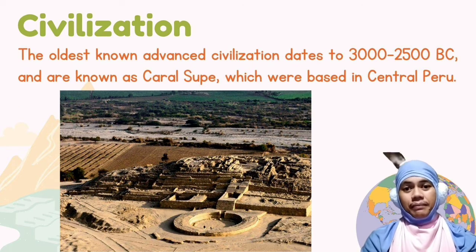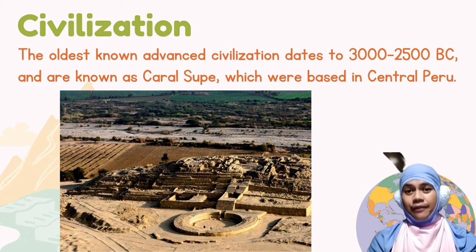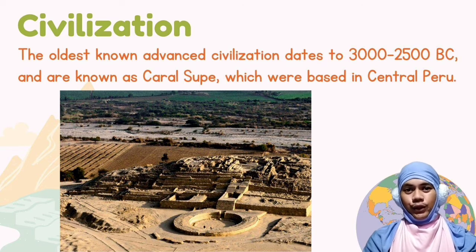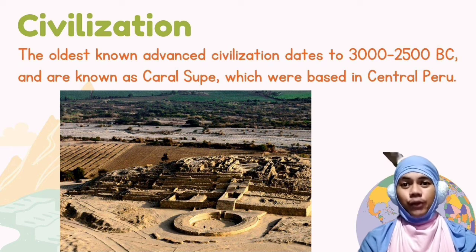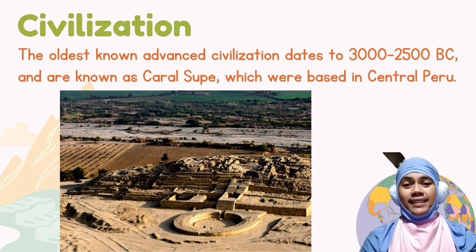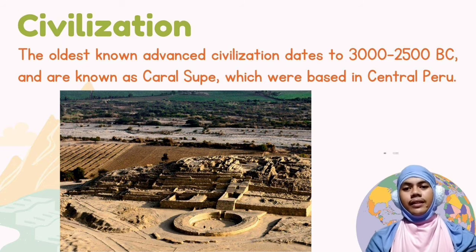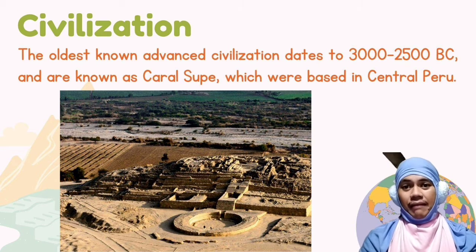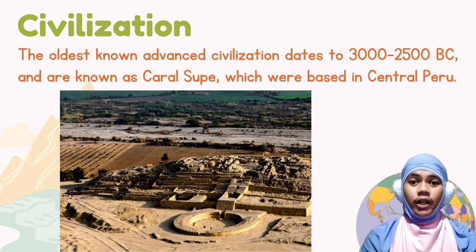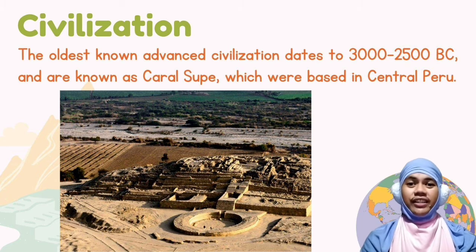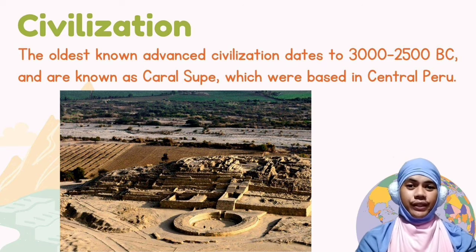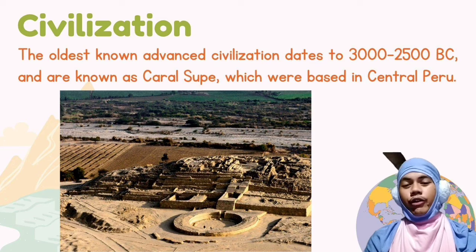Aside from that, the oldest known advanced civilization dates back to 3000 to 2500 BC and is known as the Caral-Supe, which was based in central Peru. Another famous empire is the Tiwanaku Empire, which flourished on the shores of Lake Titicaca. Here is also a picture of that previous empire civilization that has been recorded up to today. For our second destination, let's talk about countries.